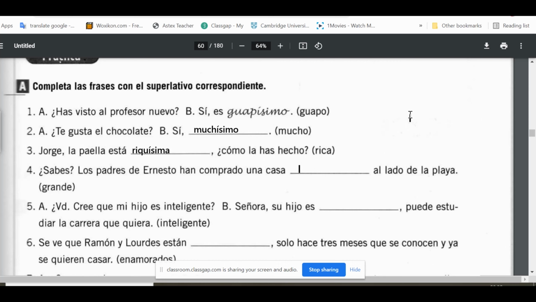¿Sabes? Los padres de Ernesto han comprado una casa grandísima. Grandísima al lado de la playa. ¿Usted cree que mi hijo es inteligente? Cree que mi hijo es inteligente. Hijo.